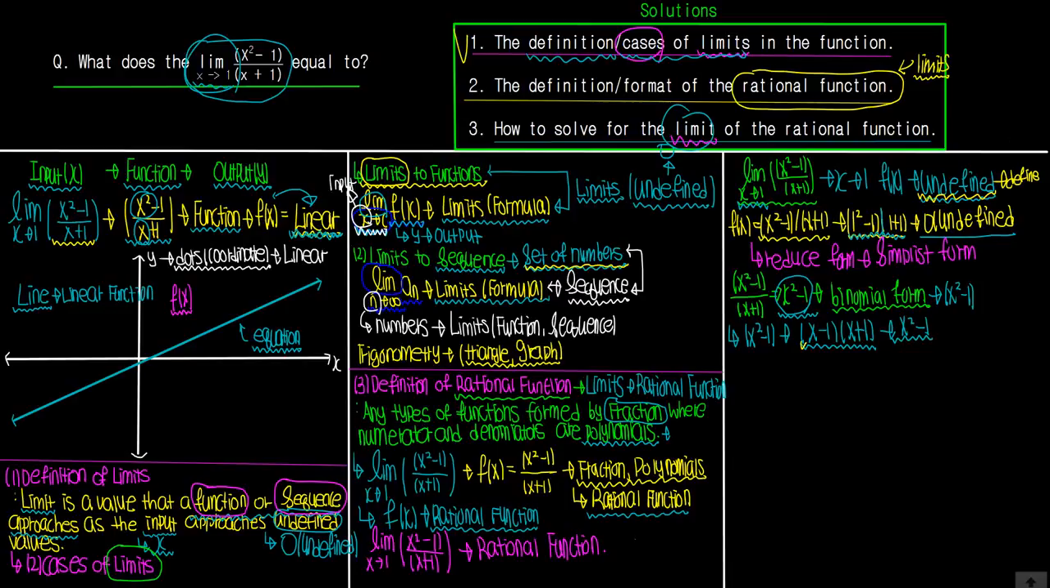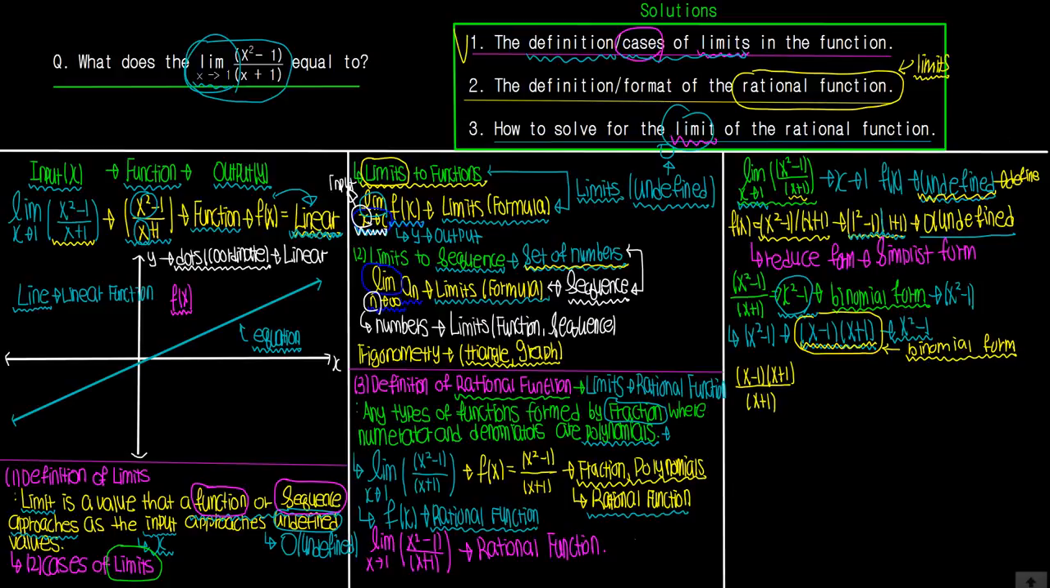So what is our binomial form? Our binomial form is x minus 1 times x plus 1. Why did we do it? We did it to reduce the format of our rational function into its simplest form, to solve for the value which is undefined. So it will be x minus 1 times x plus 1 instead of x squared minus 1, all of them over our denominator, which is x plus 1.